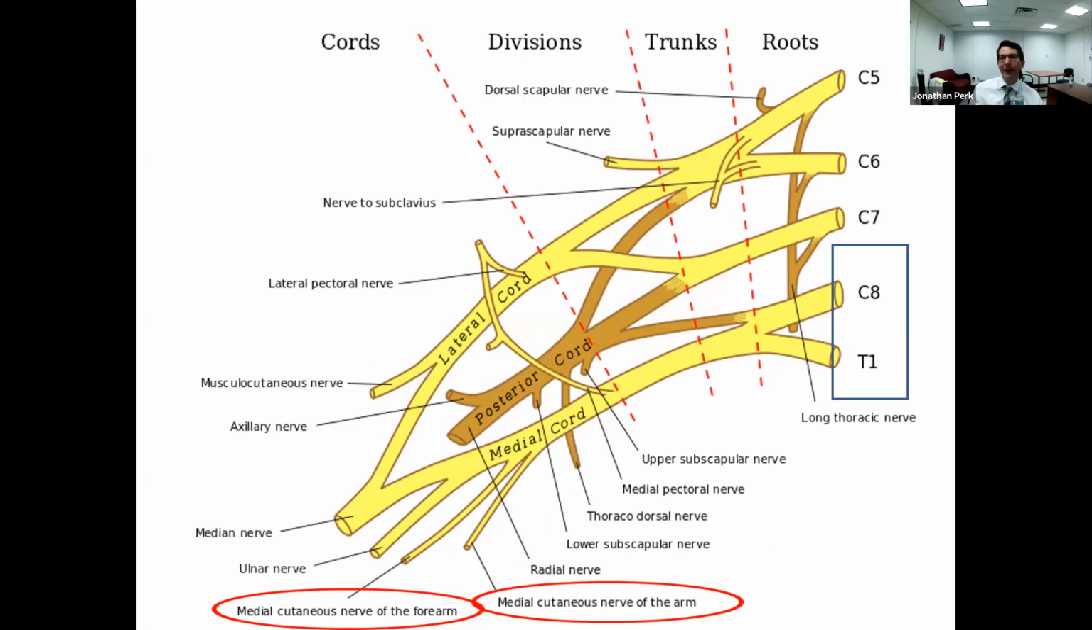Okay. The last thing that I want to talk about today is these two sensory branches that come off the medial cord. And those are the medial cutaneous nerve of the forearm and the arm, or as we mentioned, the brachial and antebrachial sensation. So this area here. Now, as you know, a lot of people think of this area here, the medial aspect of the arm, as ulnar, as an ulnar distribution.